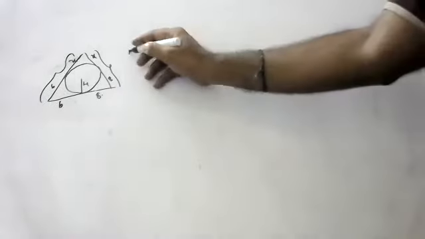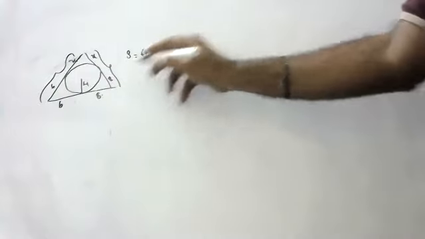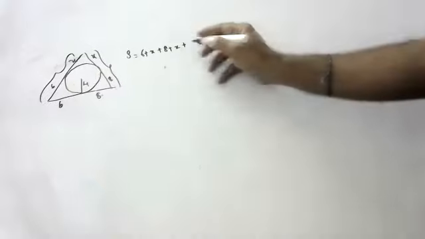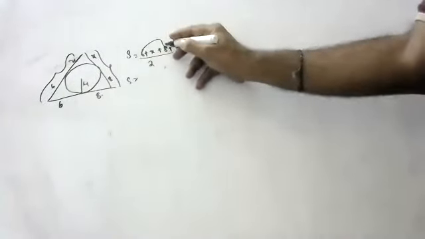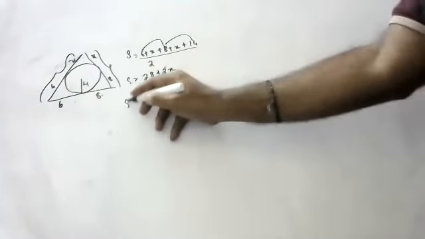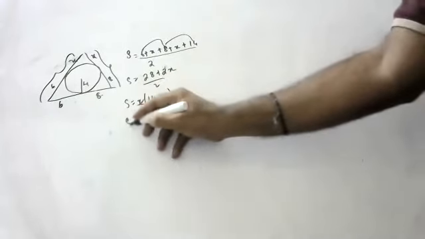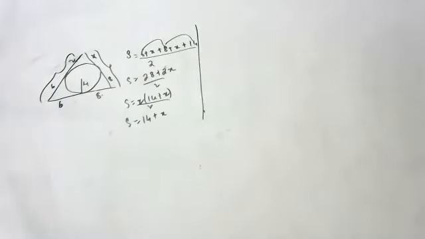First, you have to find the semi-perimeter. How do you find the semi-perimeter? s equals (a plus b plus c) by 2, so 6 plus 8 plus x, and so on, by 2. So s equals (14 plus 14, 28, plus 2x) by 2. Take 2 common: 14 plus x by 2. The 2 cancels. s is 14 plus x, children. I hope you are able to understand.